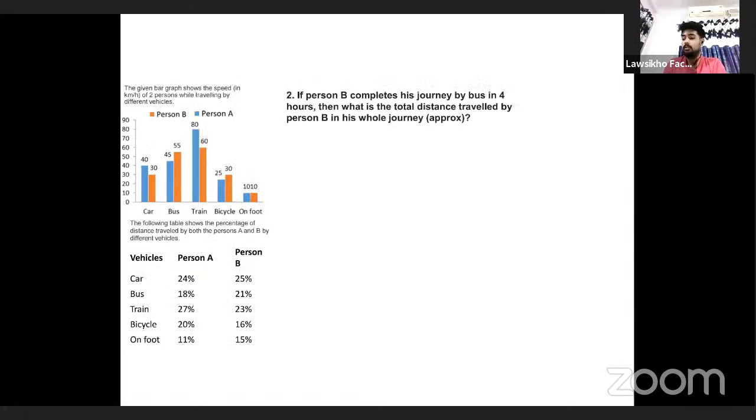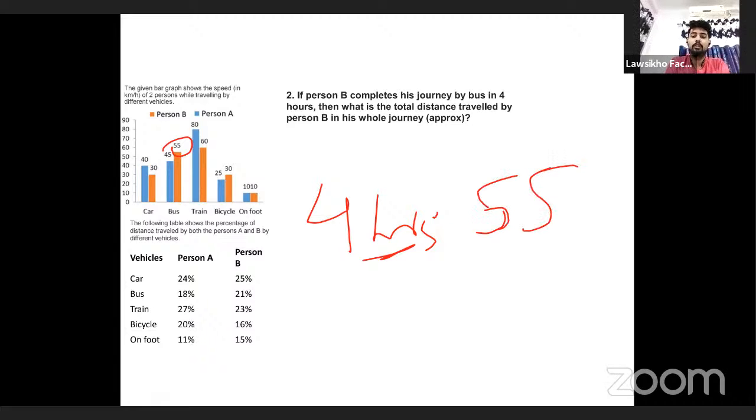No, look, this is a bit on the lengthier side of the question. First, we have been provided with the time taken by B to complete his journey by bus, which is nothing but 4 hours. It is 4 hours and the speed for the bus is 55, so it is 55 kilometers per hour. So the distance would be nothing but 220 kilometers. Okay, 220 kilometers.